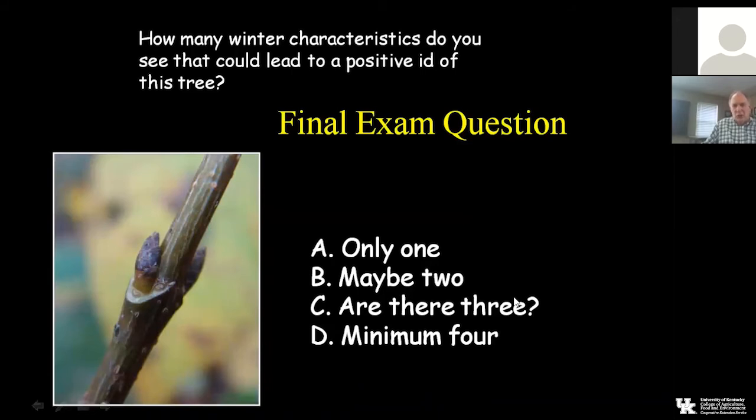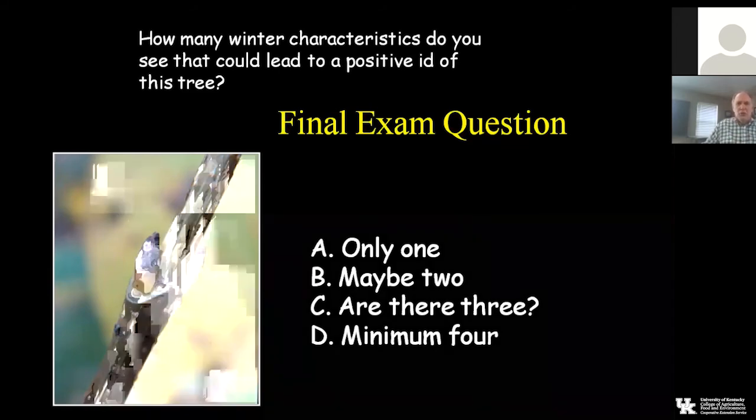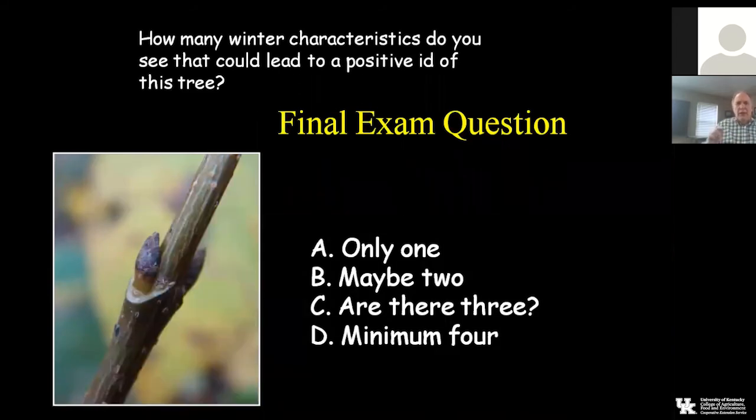Final exam question. Now, how many characteristics do you see on here that we can use to positively identify this tree? So we have a twig. Is there only 1 positive ID characteristic? Are there 2, 3, or a minimum 4?